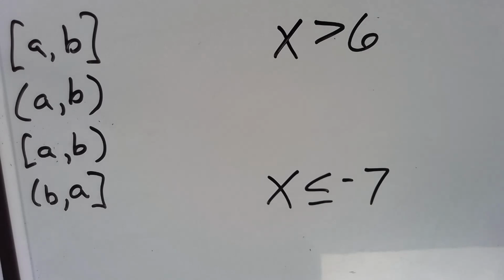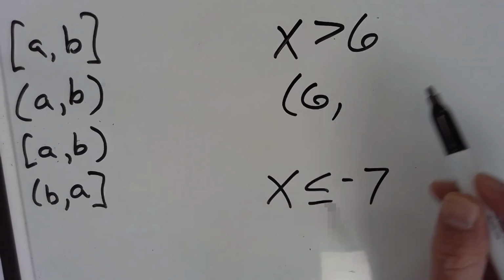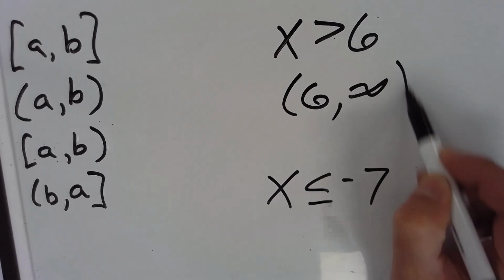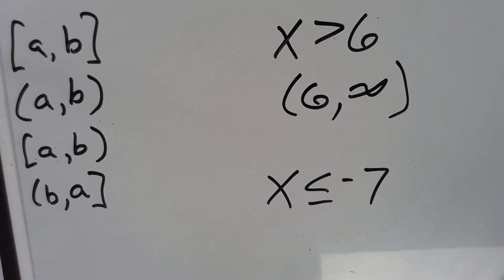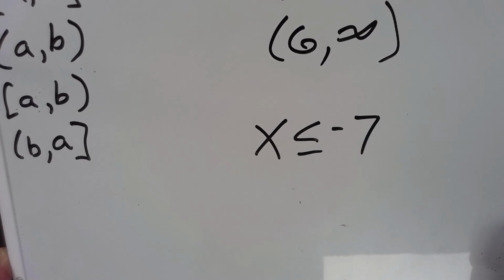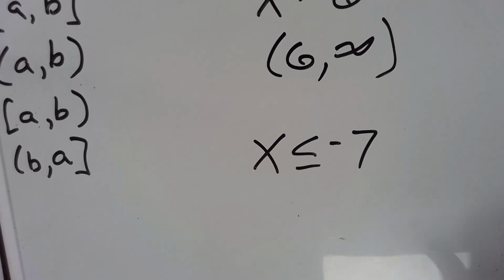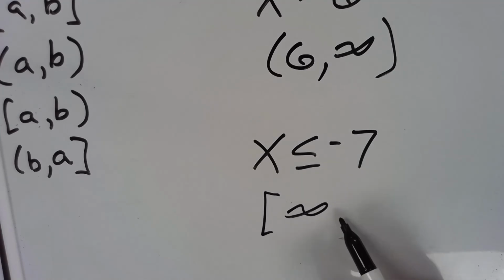Another shot at it. What do you got? So open bracket, 6, and then infinity, and then open bracket. Is that okay? All right. What about the next one then? Closed bracket. Infinity. Closed bracket. Okay, that's close.